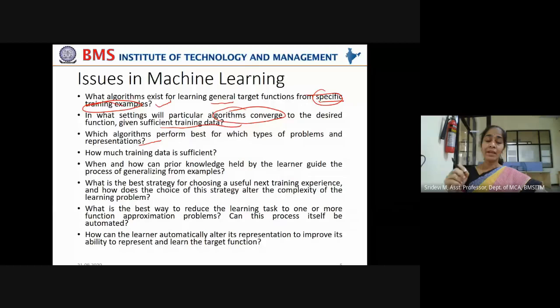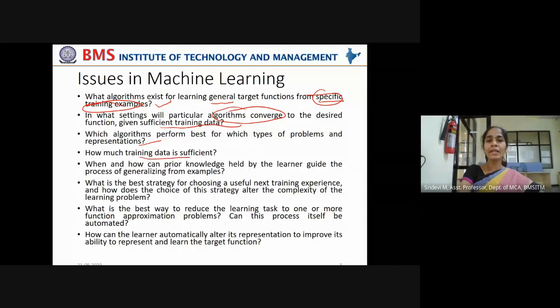That is a very big issue actually, because you have to make some proper assumptions in order to proceed in the right direction. And then, when and how can prior knowledge held by the learner guide the process of generalizing from examples? Now, by learning from the existing examples, how well can it generalize to new examples, and what prior knowledge did the learner have, what prior knowledge is it provided with? Any domain specific knowledge you have to provide to the learner, that also you have to check.